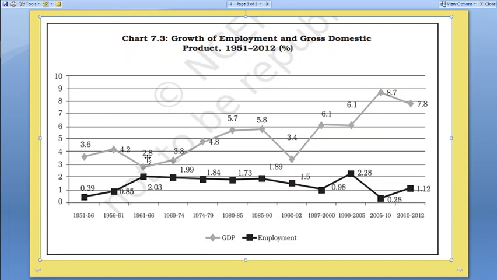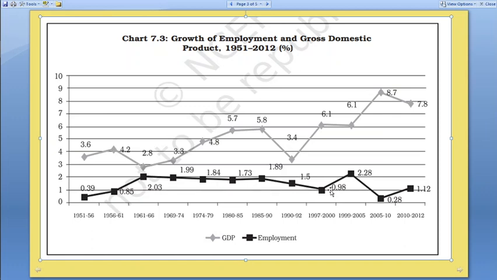But the important point to note is from 60 to 2000. If you look at the light gray line here, you can see that the national income, the GDP, has increased: 2.8, 3.3, 4.8, 5.7, 5.8, fluctuating to 3.4, 6.1, up to here. Compare that with the growth in employment generation from the same period, 60 to 2000, where the income is increasing. Employment: 2.03, 1.99, 1.84, 1.73, 1.89, 1.5, 0.98.